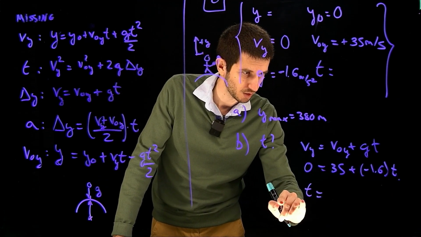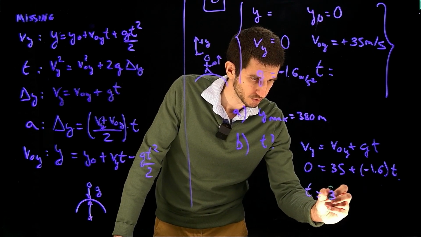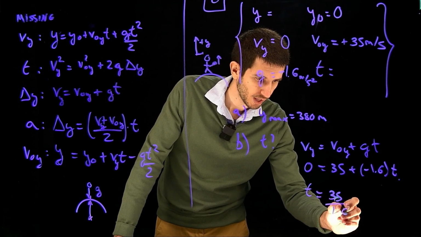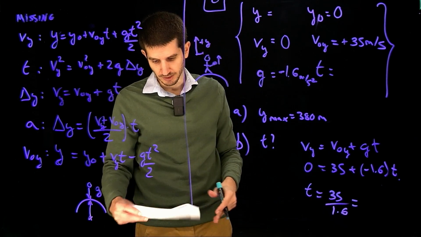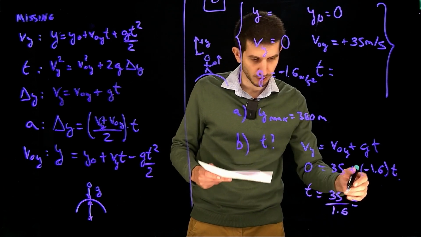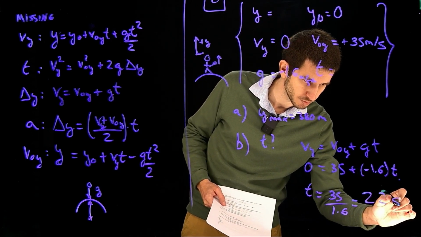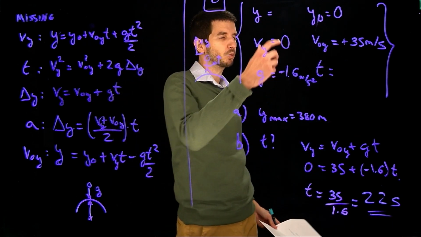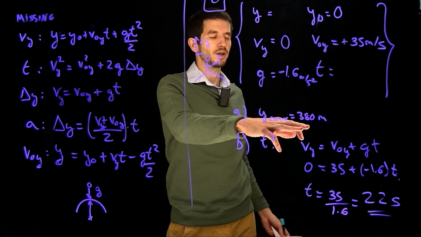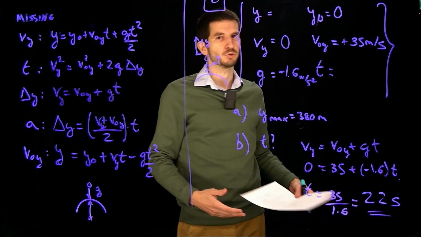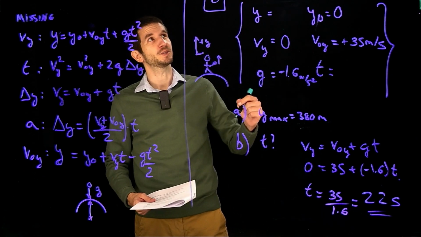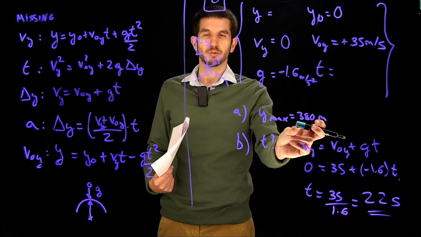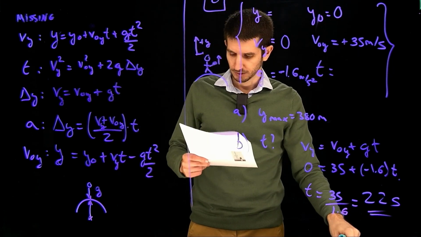So this goes here, and then the 1.6 goes dividing, but because this was negative, it passes as positive and divides as positive. If we do this, we can find out how long it takes to reach those 380 meters, and the solution is about 22 seconds. So it would take any object on the moon thrown upwards with 35 meters per second to reach a maximum height of 380 meters in 22 seconds. Imagine you throw something up and it takes 22 seconds to reach there. Obviously on Earth, because gravity is higher, it will be much less time and also much less distance.